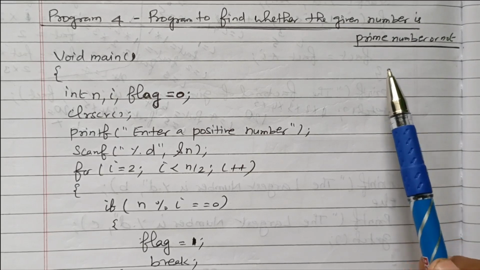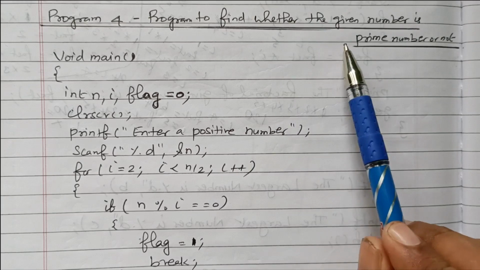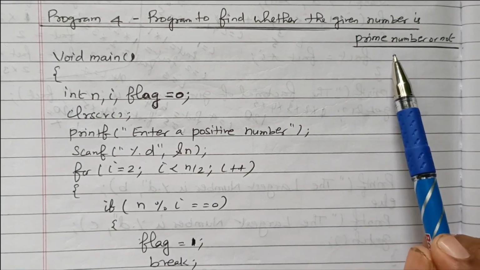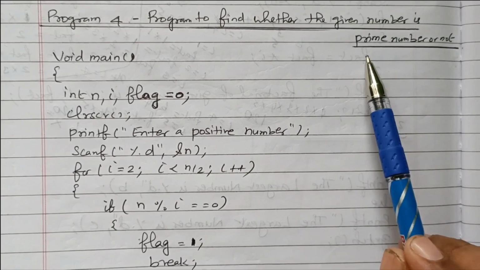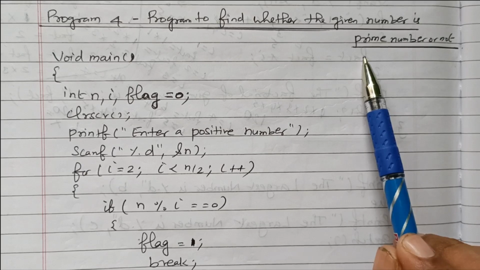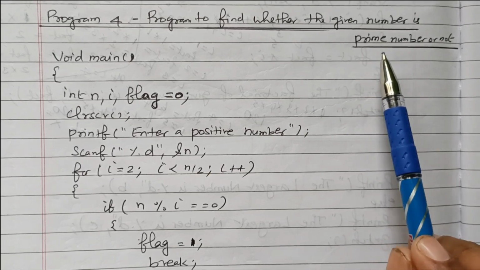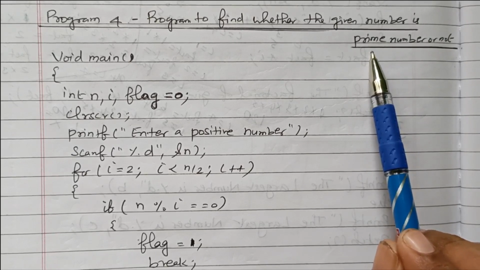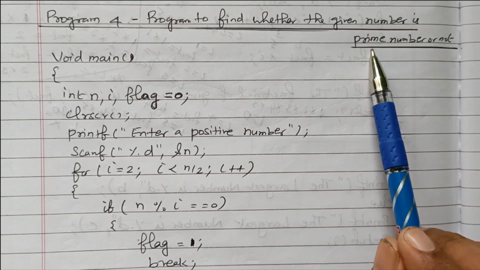Now we'll go to the topic. Program to find whether the given number is prime number or not using the C programming. What is meant by prime number? A number that is divided only by the number itself, and not divided by any other number, is called a prime number. If you take one number, it will not be divided by any other number. It is divided only by that number itself. That is called a prime number.